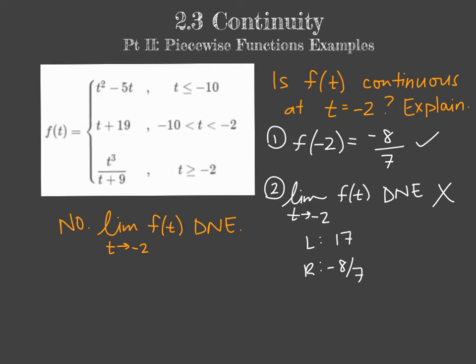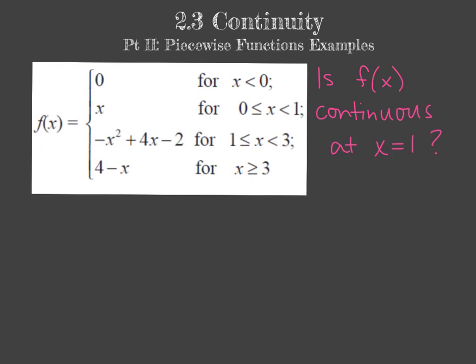Now, is all hope lost with piecewise functions? No. Let's look at this last example for some positivity and seeing where we can be continuous at a breaking point in a piecewise function. Let's take a look at this piecewise function f of x. It does have 4 pieces, totally cool. Our breaking points would be 0, 1, and 3, and if we're asked to look at those points, we definitely have to make sure we're looking from both the left and the right. So let's pick one of those 3 breaking points, x equals 1.